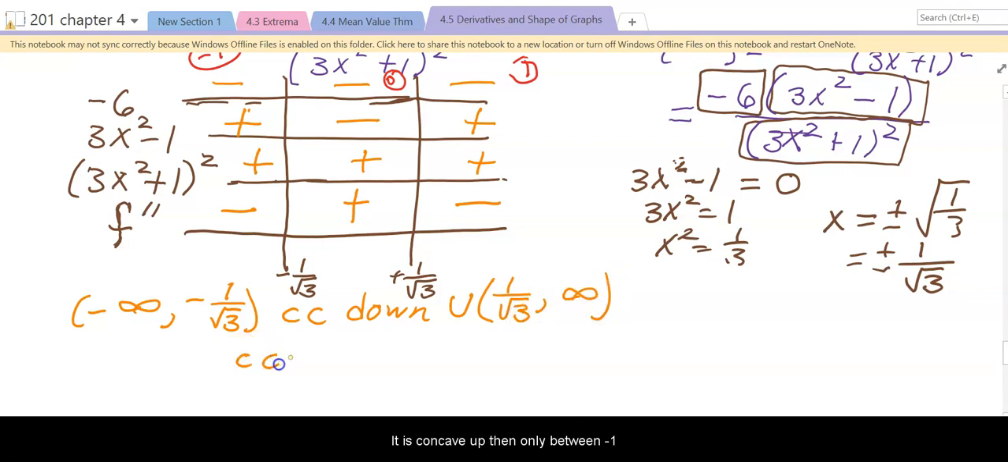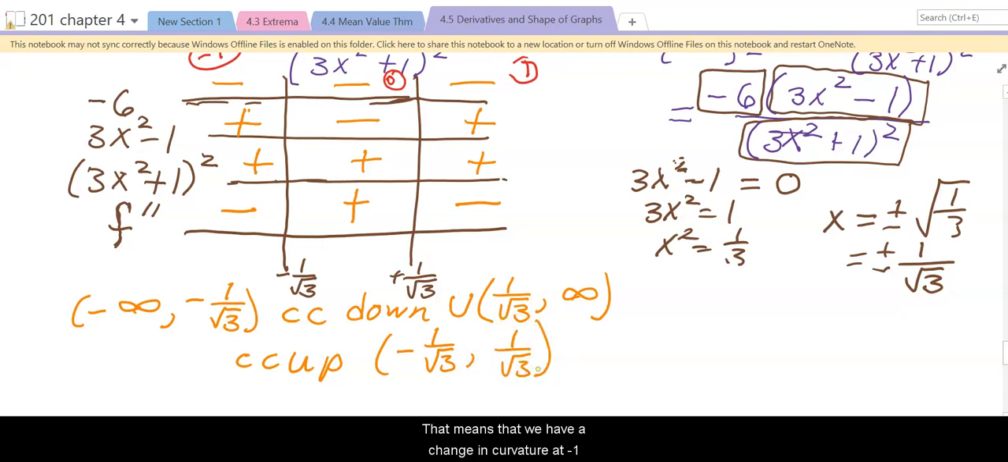It is concave up then only between -1 over the square root of 3 and 1 over the square root of 3. That means that we have a change in curvature at -1 over the square root of 3 from curved down to curved up. That makes that point an inflection point. We have another inflection point at +1 over the square root of 3 because it goes from curved up to curved down. How do we find the coordinates of these inflection points?